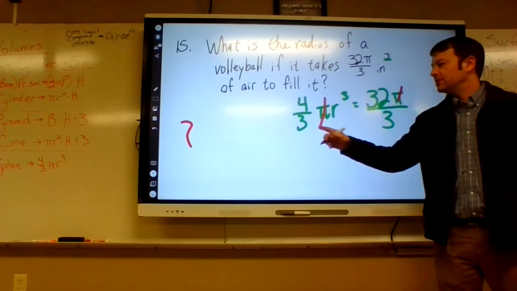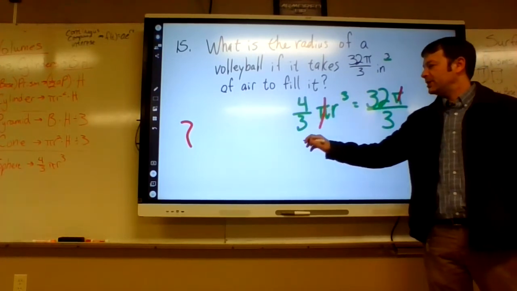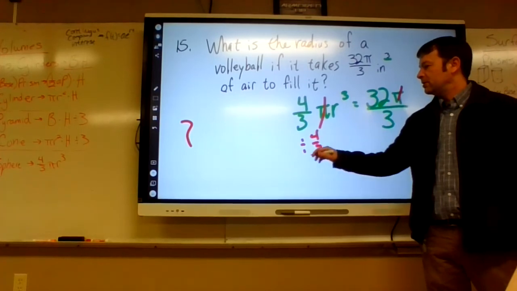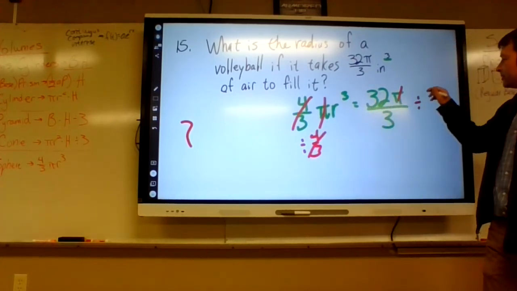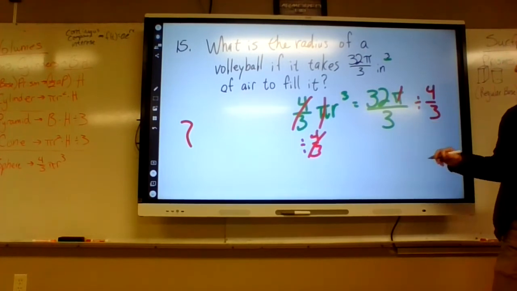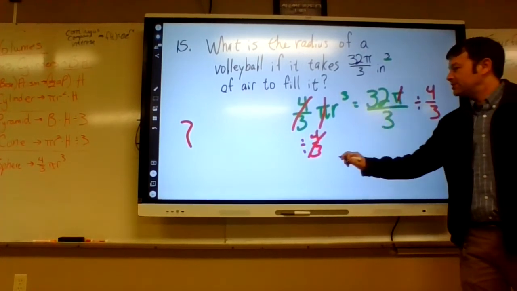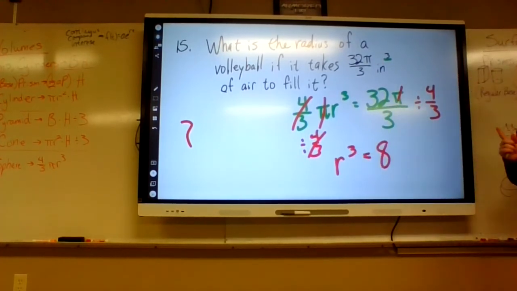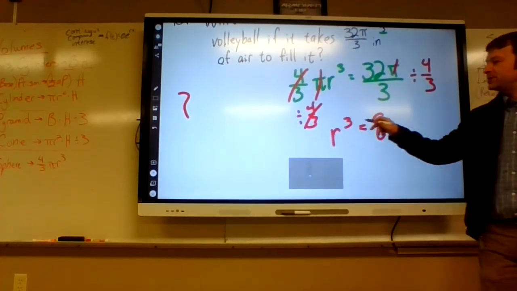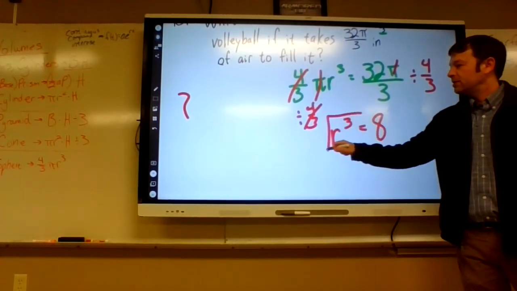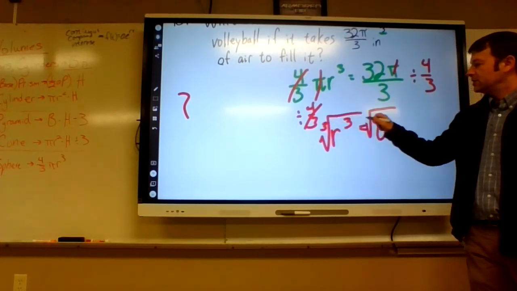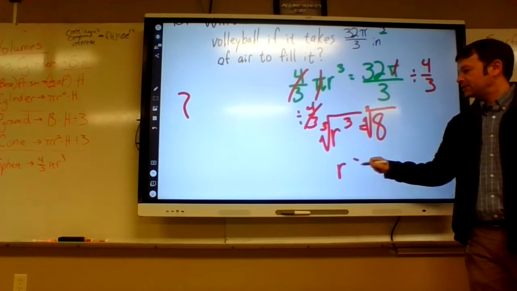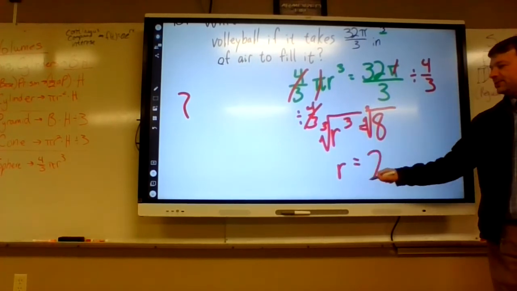Divide by 4/3 to get rid of it also. It comes out as 8. Okay, Will said that comes out as 8. So is 8 the answer? No, you've got to do the cube root. What's the opposite of cubing? Cube root. So you have to do the cube root of 8. Two, because 2 times 2 times 2 is 8.